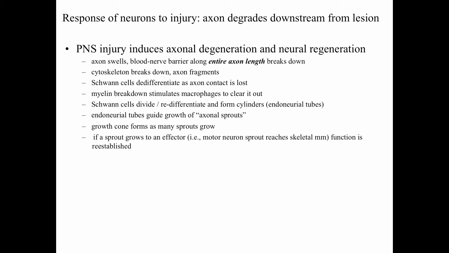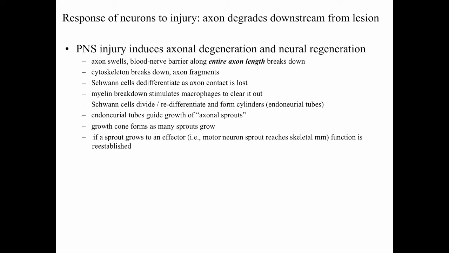Finally, I want to take a minute or two and talk about the response of neurons to injury. It turns out that if a neuron is injured, the axon is going to degrade downstream from the site of the injury. Now, in the peripheral nervous system, injury induces axonal degeneration and then neural regeneration. This is a step-by-step process, but essentially the axon swells, and as a result, the blood-nerve barrier along the entire axon length breaks down.